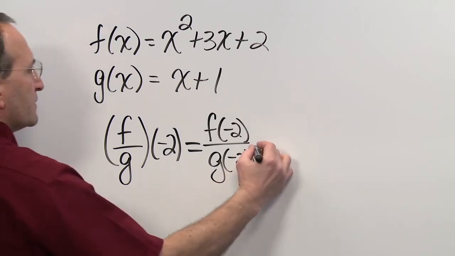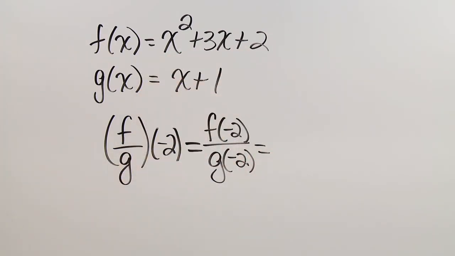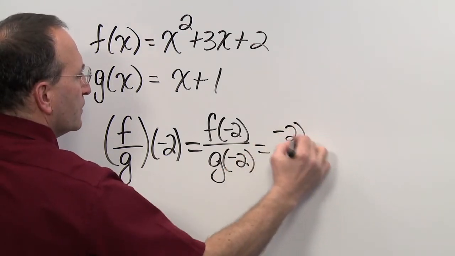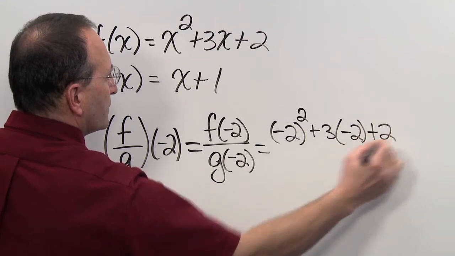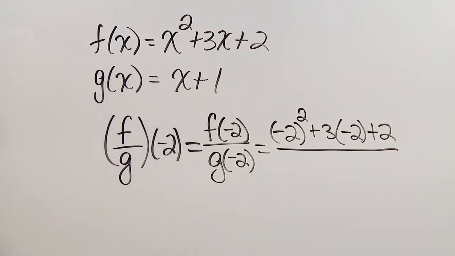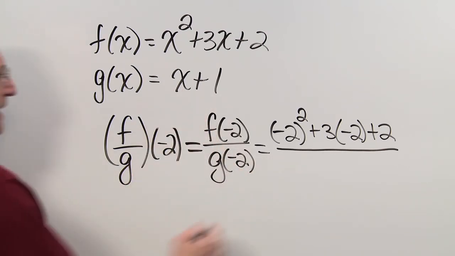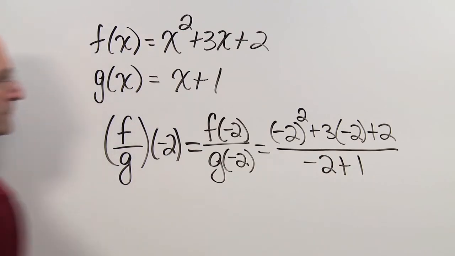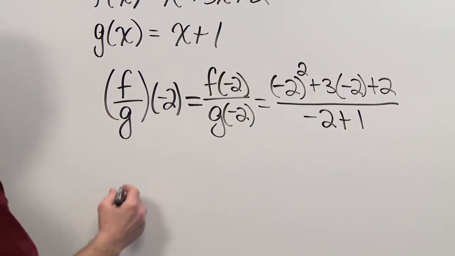So we need to substitute in negative 2 for x in the formula for f. So it would be negative 2 quantity squared plus 3 times negative 2 plus 2, and that's our numerator. In the denominator, we substitute negative 2 in place of x in the formula for g of x, so it's negative 2 plus 1. So now we simplify the numerator and we simplify the denominator.